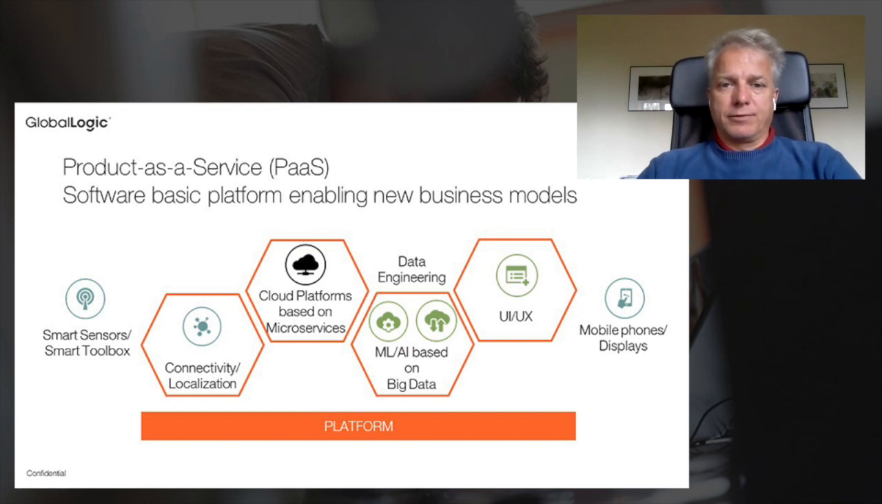And the platform, which I would like to present today, is called product as a service. The platform is the foundation of such a solution. And you see on this slide some very important building blocks which are related to such a platform. On one hand, it starts with smart sensors and smart toolbox, which are delivering data which is needed later to build value. On the other side, as we discussed, it's about the user, who is using today regularly mobile phones or displays, and who is expecting today a good user interface with user experience taken into consideration. The platform is based, of course, on the cloud with microservices, and the values are delivered based on machine learning and artificial intelligence with big data.